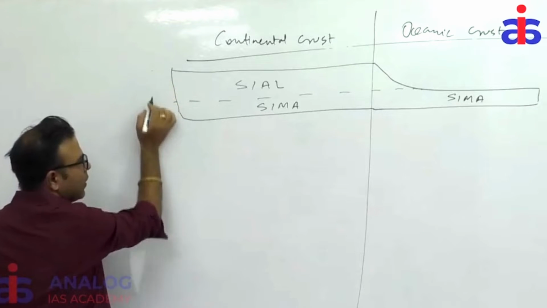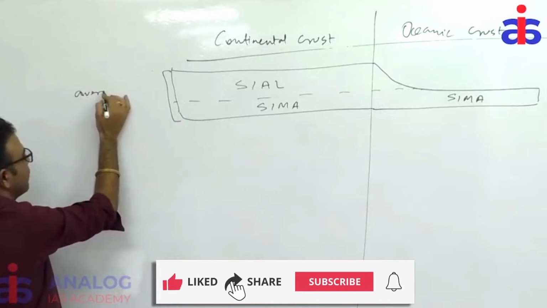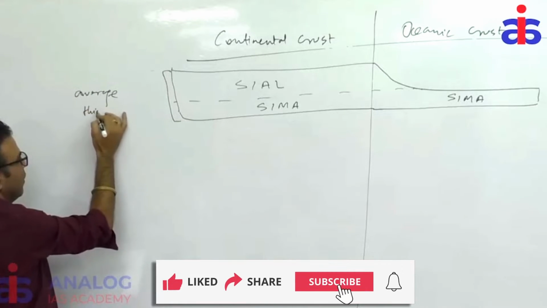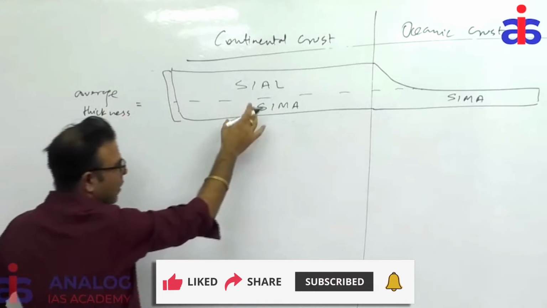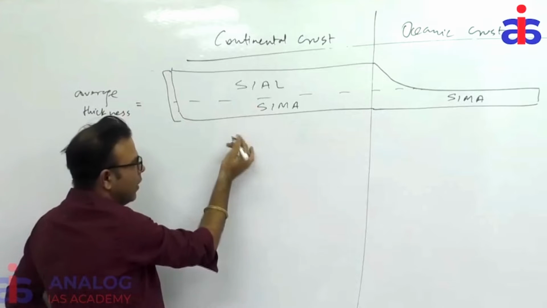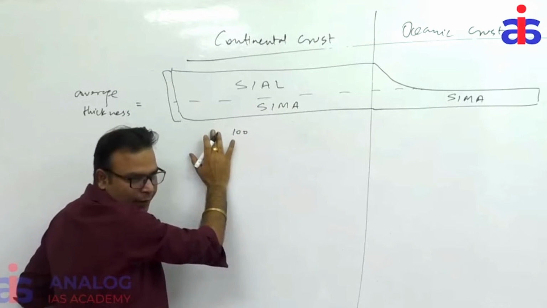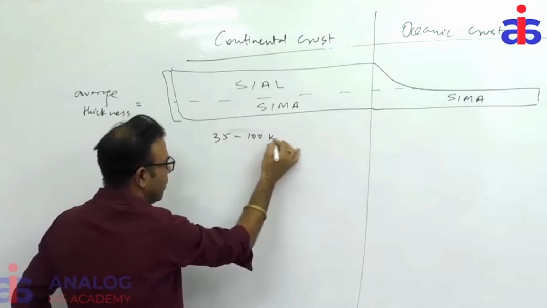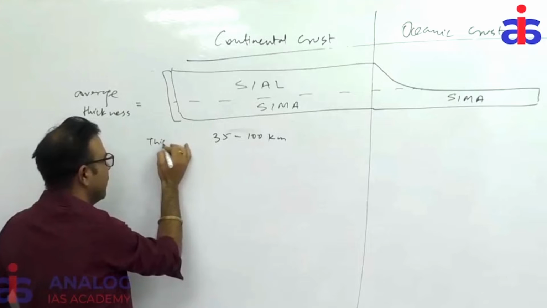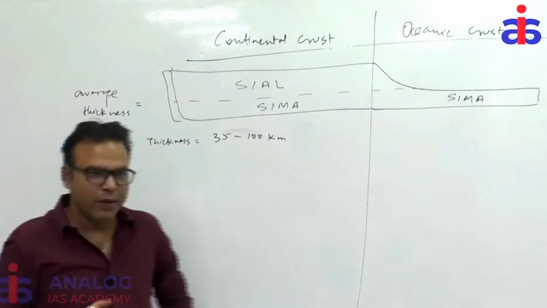So the average thickness of the continental crust is around how much? Around 100 kilometers. So it varies actually. It's not uniform. It varies from 35 to 100 kilometers. So the average comes out to be around 70 kilometers.